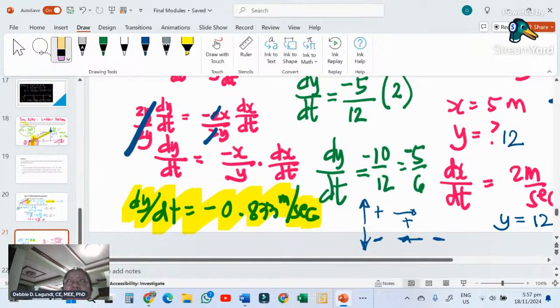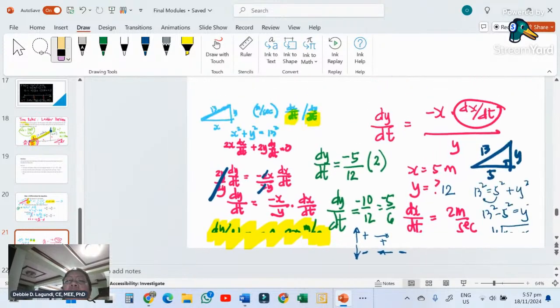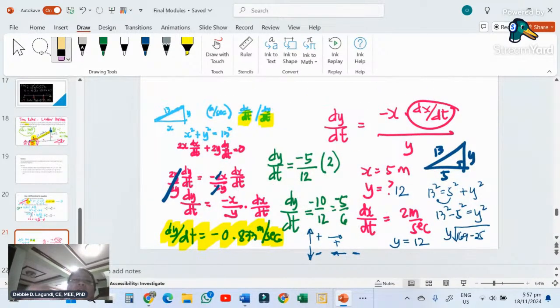If dx over dt is given and there's no y, then you have to find y, like what I did here. How do you find for y? You have to go back to Pythagoras theorem, and you have to apply Pythagorean theorem from there. Okay, and when everything is known, x is known, y is known, dx over dt is known, then you can find the unknown dy over dt.